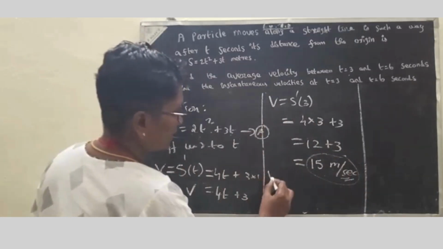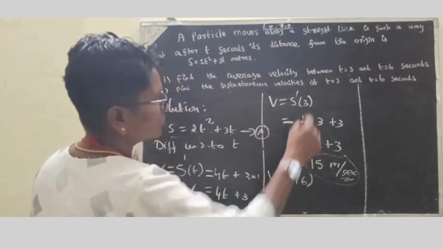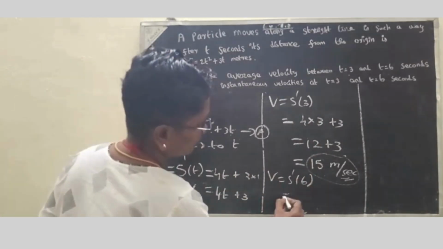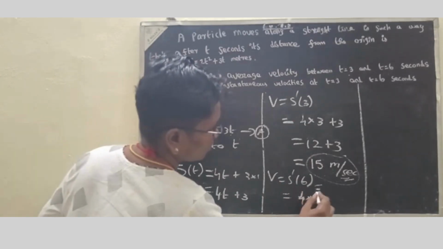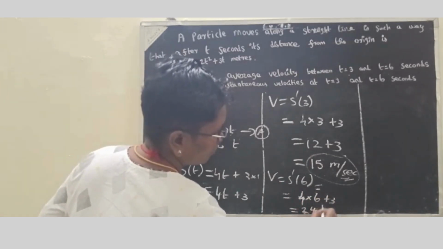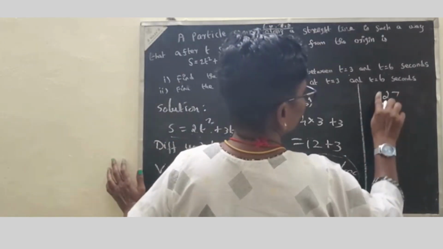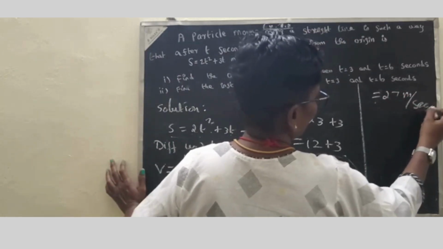Next, v equal to s dash of 6. You have to substitute these values in the velocity. Therefore, s dash of 6 is equal to 4 into 6 plus 3. 4 6s are 24 plus 3, which is equal to 27 meter per second. This is the final answer.